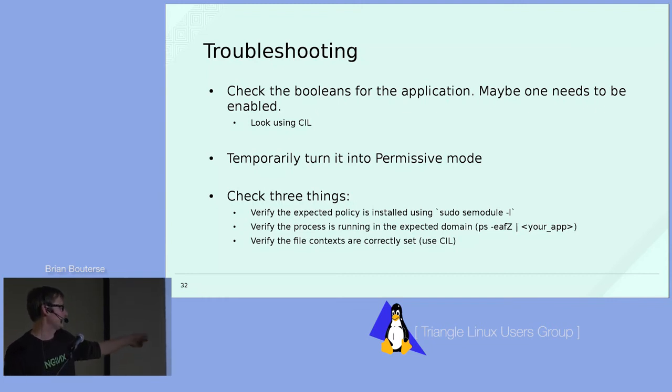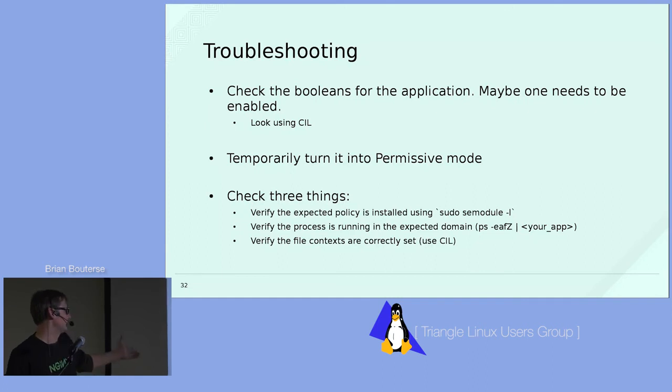Then verify that the process is running in the expected domain. So, you know, ps with the capital Z, and you can look at the process and say, oh yes, this looks right, or hey, this didn't seem to transition into the process domain that it should be, so let me look into why that happened.